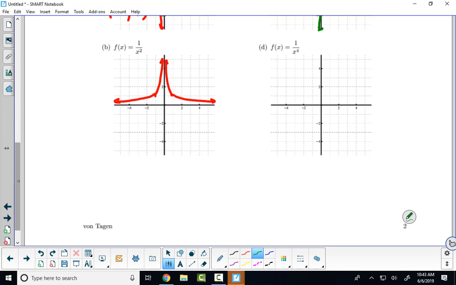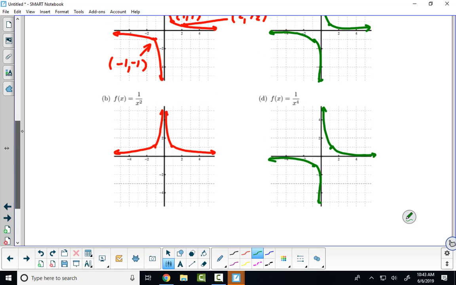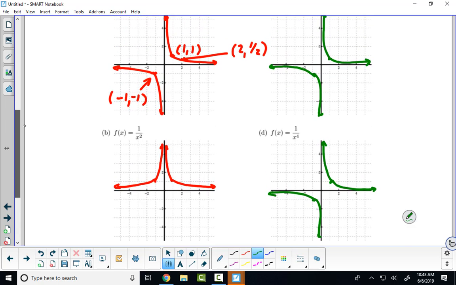What do you think the graph of 1 over x to the 4th looks like? Similar to B. Yeah, it's going to be similar to B, not exactly the same. It's going to rise up more quickly and die off more quickly. But there's the graph of 1 over x to the 4th. So use these functions as sort of your basis.